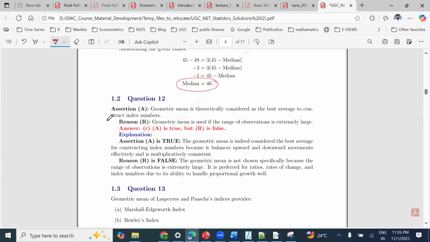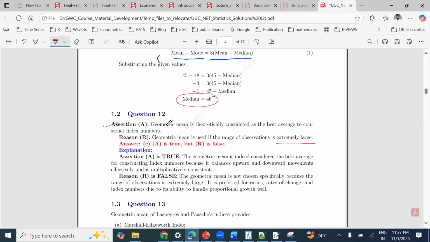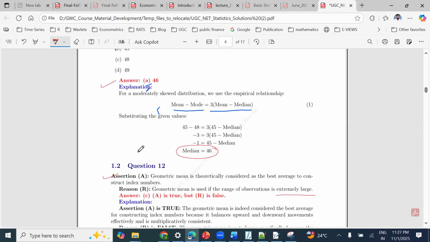So you can see over here, another question is there. Geometric mean is theoretically considered as the best average to construct index number, and the reason is geometric mean is used if the range of observation is extremely large. So the answer will be A is true, but R is false. Can anyone tell, without looking at the answer, why the reason is false over here?